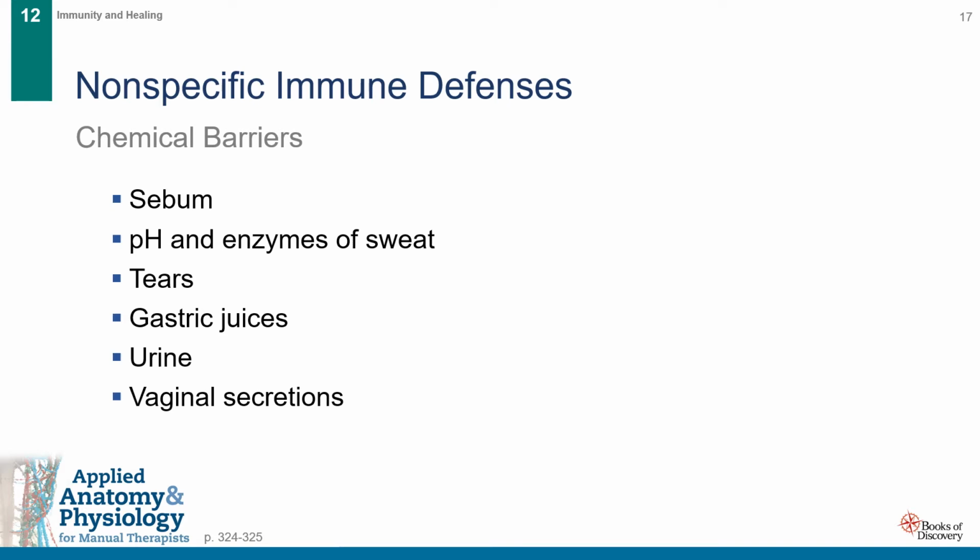Now let's look at chemical barriers with respect to the nonspecific immune defenses. The chemical secretions and excretions of the skin and mucous membranes support the mechanical resistance of the physical barriers. Besides keeping the skin pliable and resilient, sebum secreted by the sebaceous glands creates a slightly acidic layer of protection that inhibits the growth of microbes.